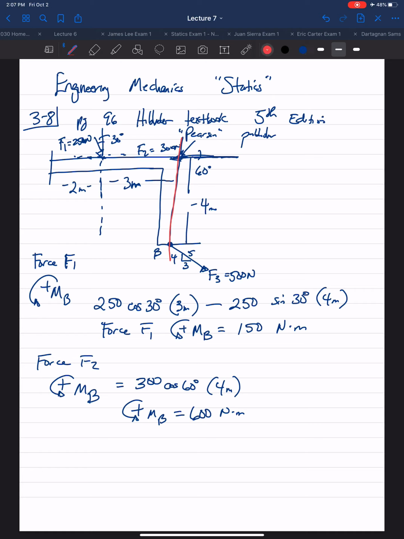Once again, F3, both the vertical and horizontal components go through point B, so F3 causes no moment about point B. Let's move along.